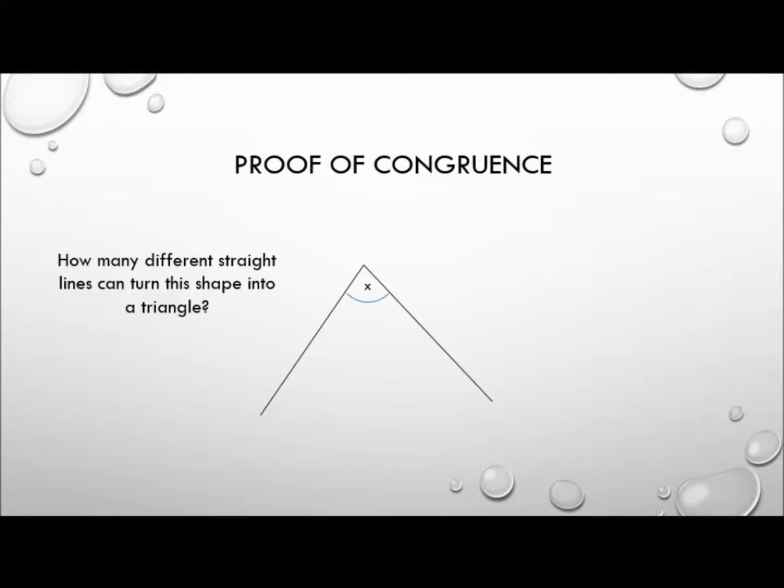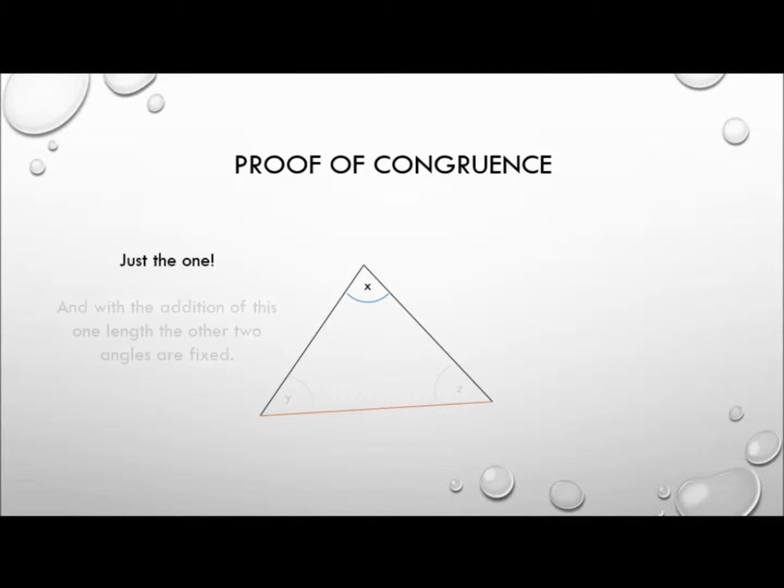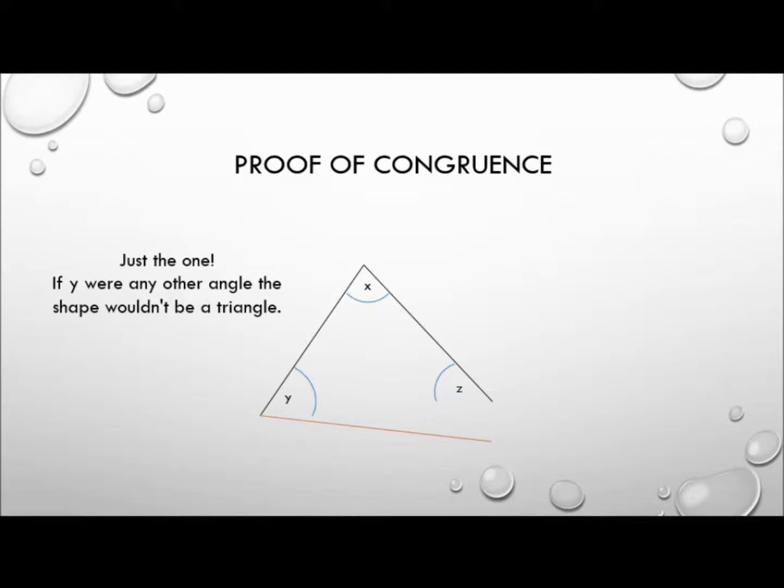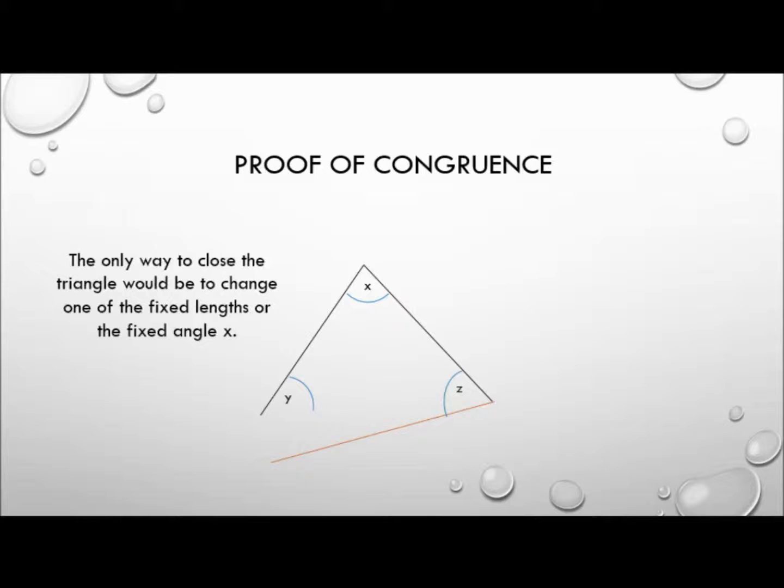Now, how many different straight lines can turn this shape into a triangle? Well, of course the answer is just the one. So by adding this one length, the other two angles are fixed. Now if angle Y were any other angle, the shape wouldn't be a triangle. And if angle Z were any other angle, the shape wouldn't be a triangle. The only way to close the triangle would be to change one of the fixed lengths, or the fixed angle X.